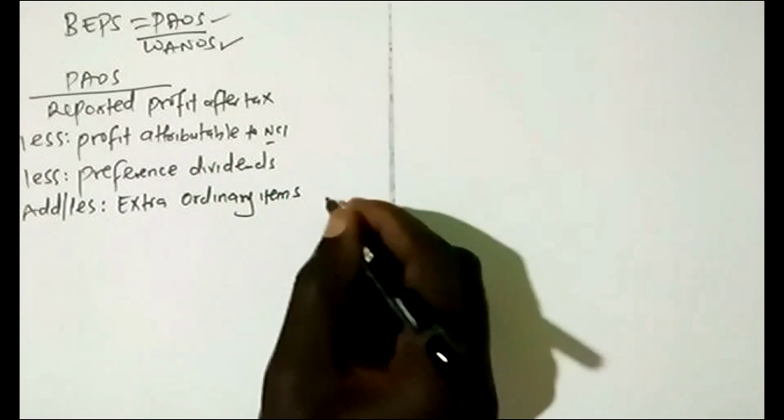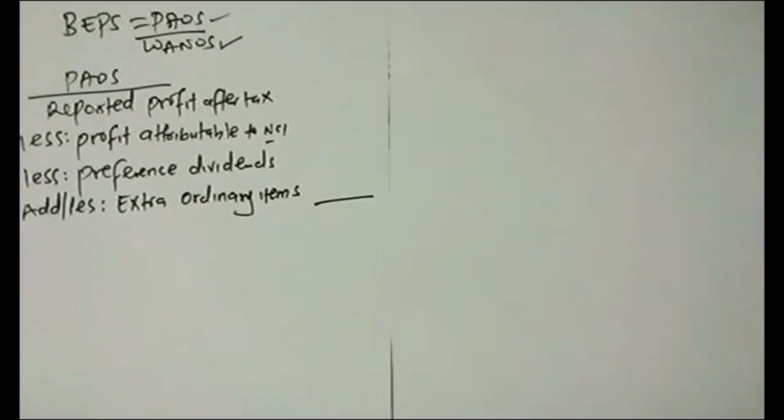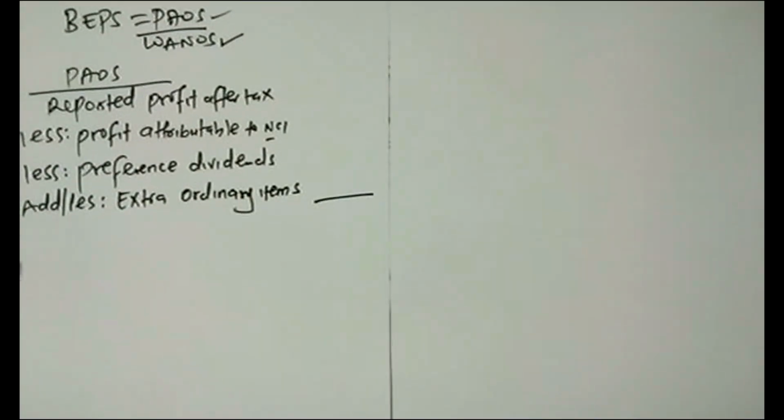Items. So the extraordinary are items. So let us check now what we have in our question. The profit after tax, was it available? Profit attributable to NCI, was it there? Was there dividends to preference shareholders?